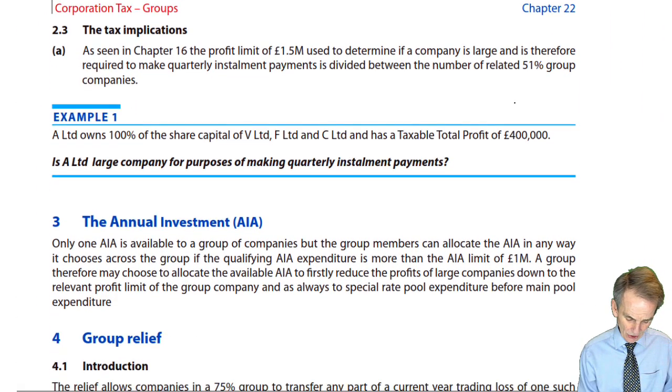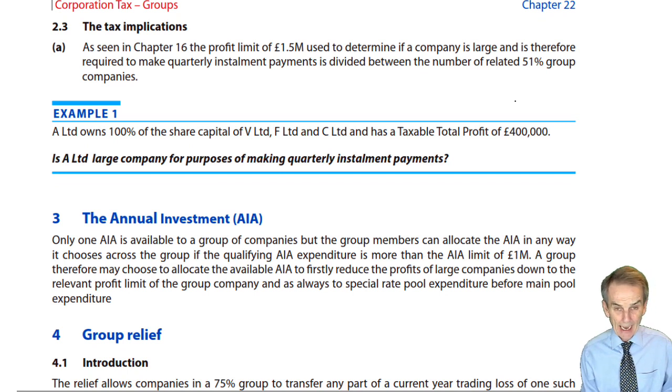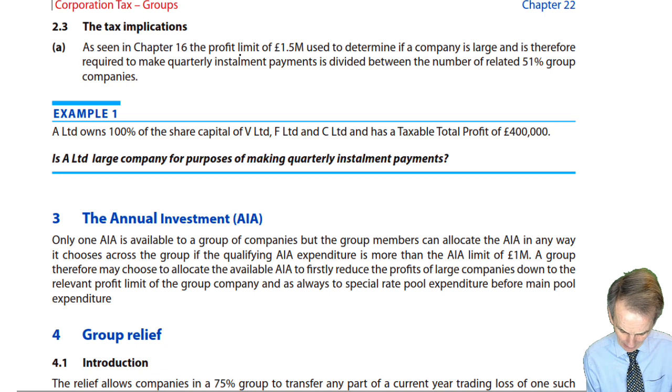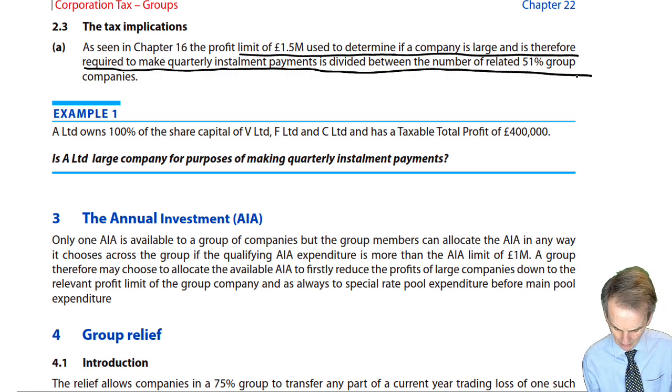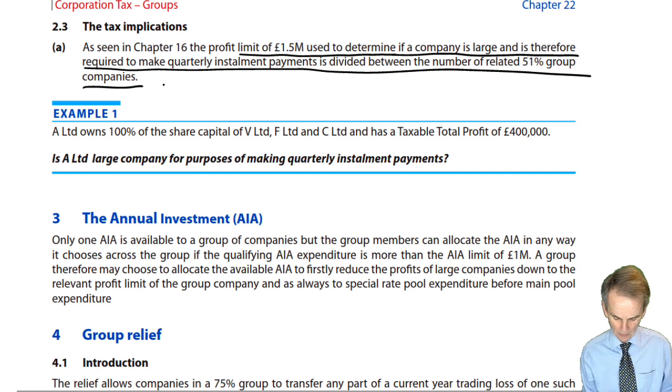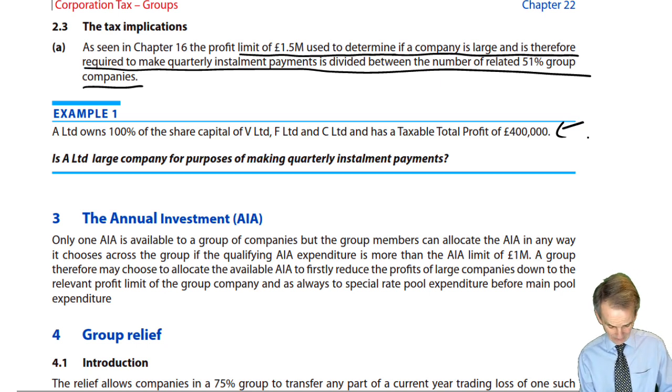The tax implications, as we've just discussed here, again, back to Chapter 16, if you haven't looked at it recently, it was about that profit limit of 1.5 used to determine if a company is large and is therefore required to make quarterly instalment payments is divided between the number of related 51% group companies. And there is a question for you to have a little practice on at home, please.